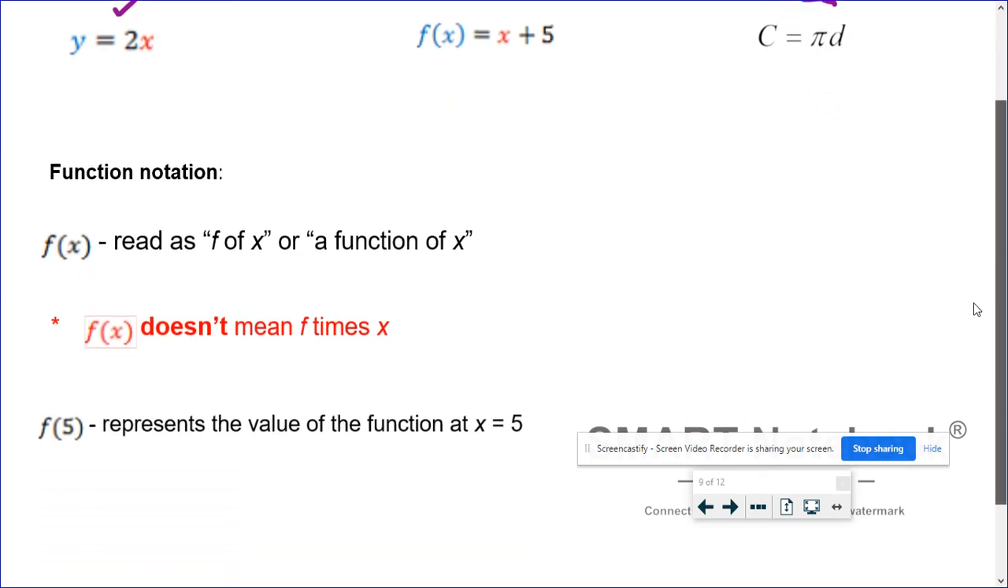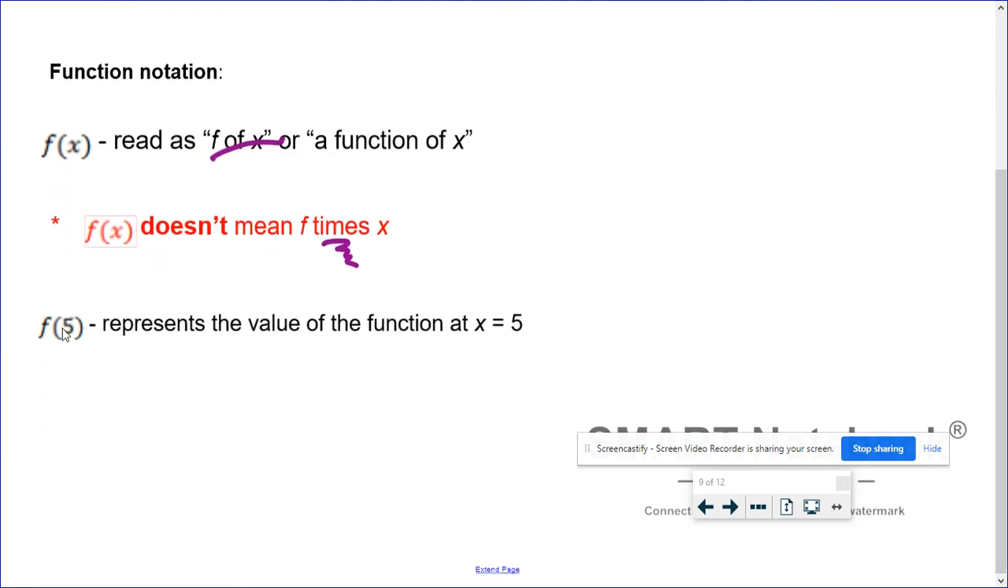For the one that's the function notation, this f parentheses x, you read this as f of x, or a function of x, but I'm going to say f of x almost every time. It does not mean multiplication, okay? If you see notation that says f of 5, and that's how you would say this, f of 5, it's basically asking what's the y value when x is 5. So you're going to substitute 5 in for x everywhere there's an x.